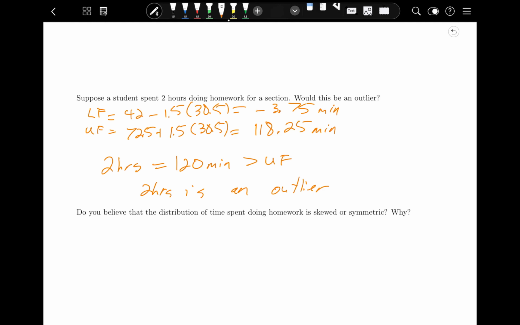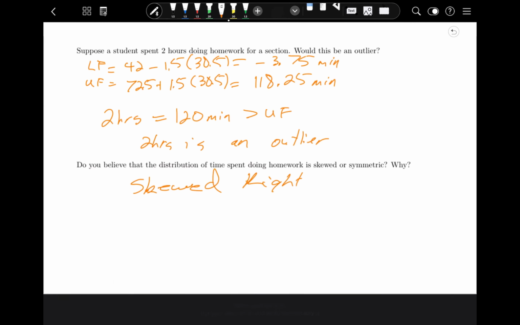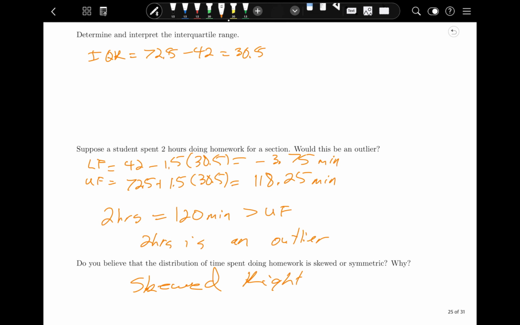And once again, similar to the last one, this would be skewed right, because there's an outlier on the right but not the left, and the difference between Q1 and Q2 is only 9.5, but the difference between Q2 and Q3 is 21. So that's a much bigger range on the right, and it has an outlier. So most likely this is skewed right.